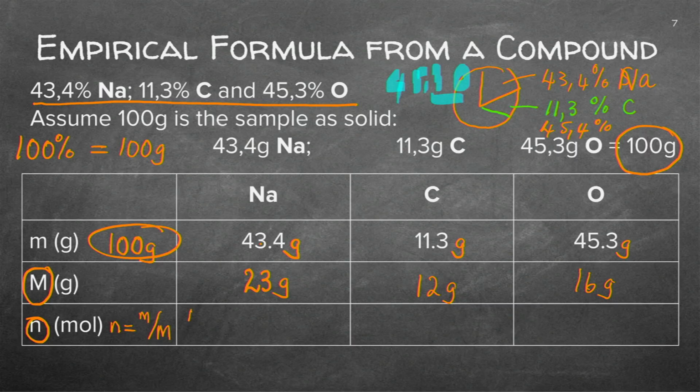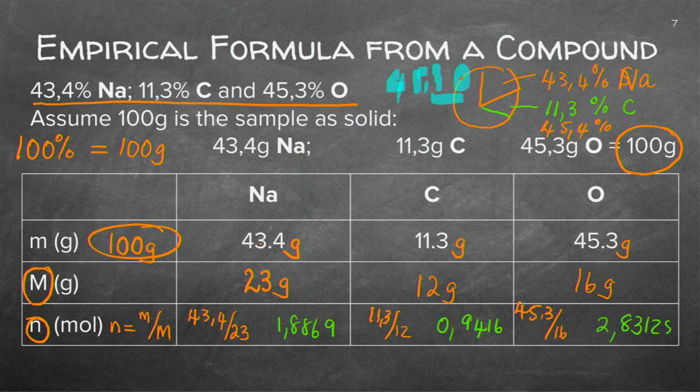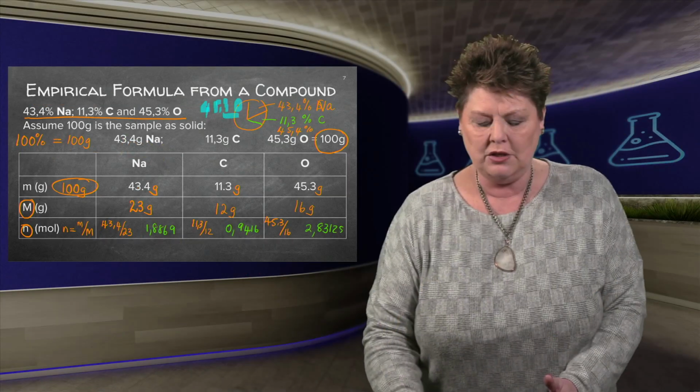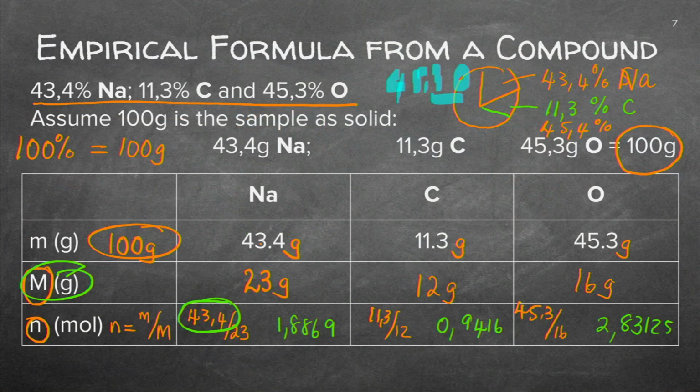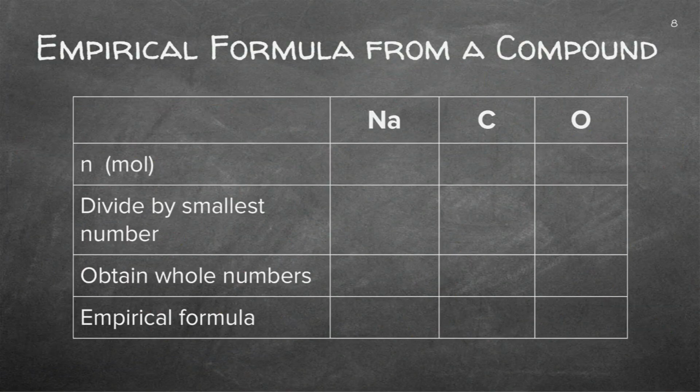You then divide 43.4 with 23, 11.3 with 12, 45.3 with 16. And if you do your accurate calculations, you will get an answer here of 1.8869, 0.9416, and 2.83125. Now that's the accurate calculation, if I calculated the masses that they've given me with my molar masses to get my moles.